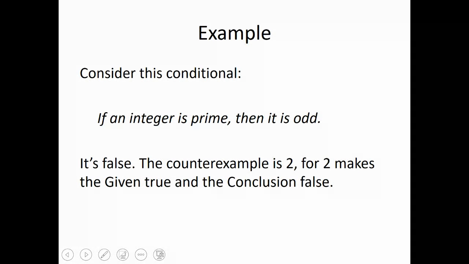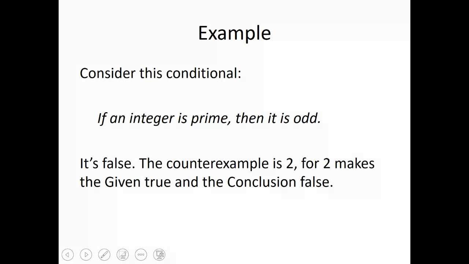Consider this conditional statement. If an integer is prime, then it is odd. Take a moment to understand what that means. If an integer is prime, then it is odd. Well, that clearly is false. And why is it false? It is false because it has a counterexample. And the counterexample is the number 2.